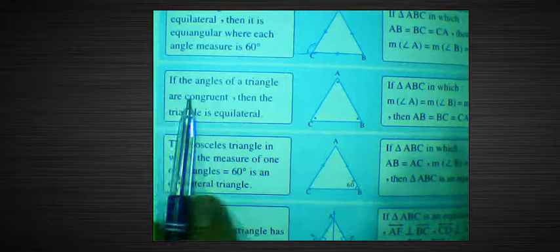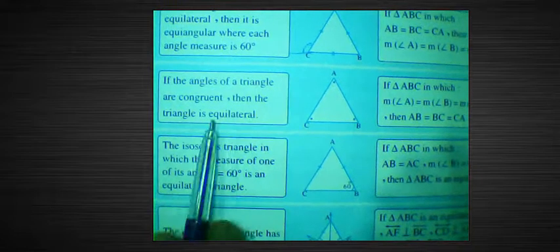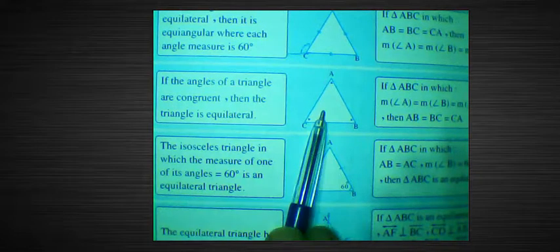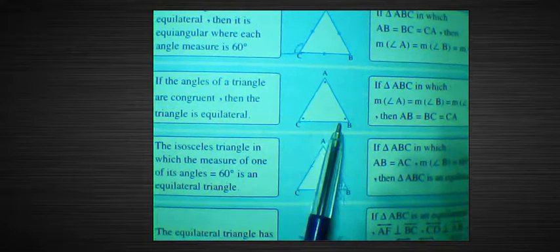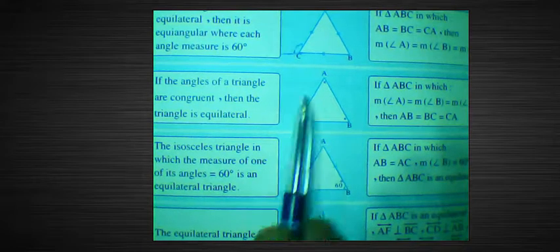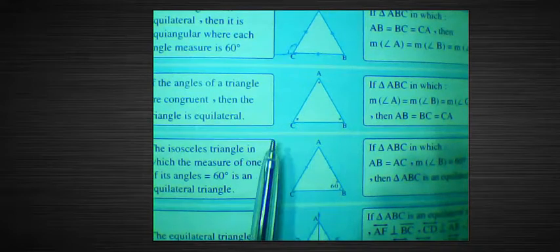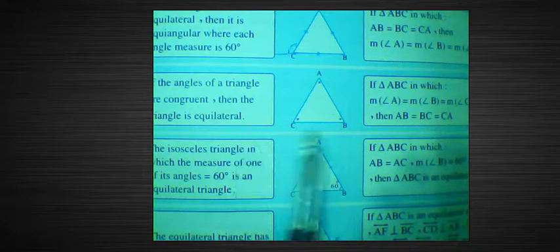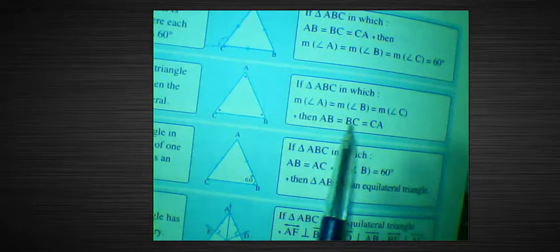تعالوا برضو نشوف if the angles of a triangle are congruent then the triangle is equilateral. يعني لو كان هو isosceles يا ولاد وعندي two angles قد بعض يعني equal أو congruent أو التلاتة بيكونوا congruent يبقى كل نوع إيه equilateral. يبقى كل واحدة فيهم تبقى 60. يعني 180 divided by 3 equals 60. يبقى if triangle ABC in which measure A equal measure B equal measure C then AB equal BC equal CA.